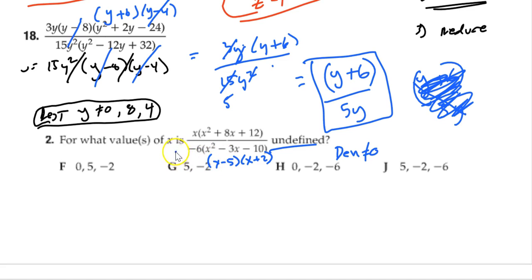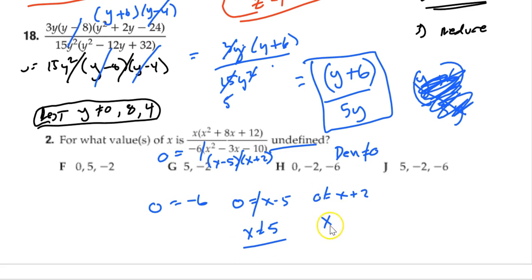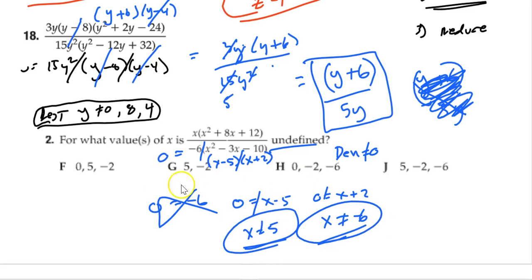Now set the bottom equal to 0 and split it. So I get 0 equals negative 6, 0 equals x minus 5, and 0 equals x plus 2. So I get x equals 5. Well, actually I should say x can't equal 5. And again, 0 equals negative 6, that's not a thing, so I'm not worried about that one. Just worry about these. So 5 and negative 6, which is, why did I say 6? I found it, negative 2. I don't know why I said that. So G would be my answer. 5 and negative 2 are the ones that are undefined.